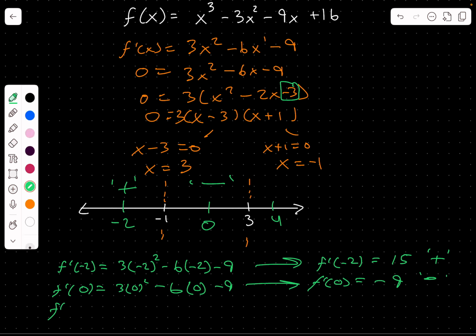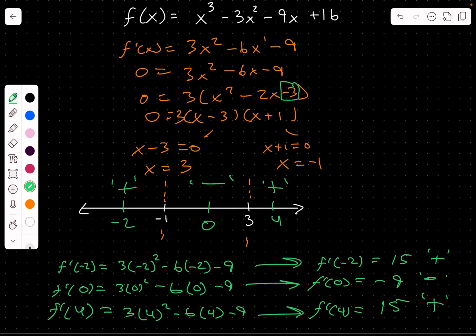Now f prime of 4 equals 3 times 4 squared minus 6 times 4 minus 9. And f prime of 4 spits out 15, which is positive. So we have our positive.